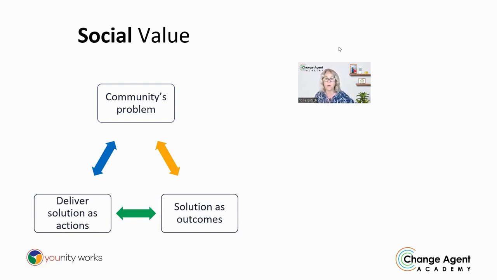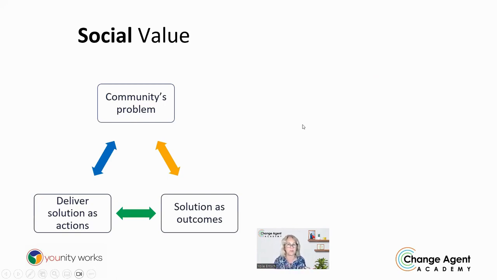So social value is often called your social change theory. And it begins with identifying the problem and really exploring that problem well. And it could be a community's problem, or it could be a client's problem, or an area's problem, but focusing on the problem first. From there, you look at, well, what could be a solution as possible outcomes? And in that process, you also look at what are the assumptions around those problems. And then thirdly, you look at what are the solutions as actions. You start to initiate the actions to achieve the outcomes that you want to address those communities' problems.